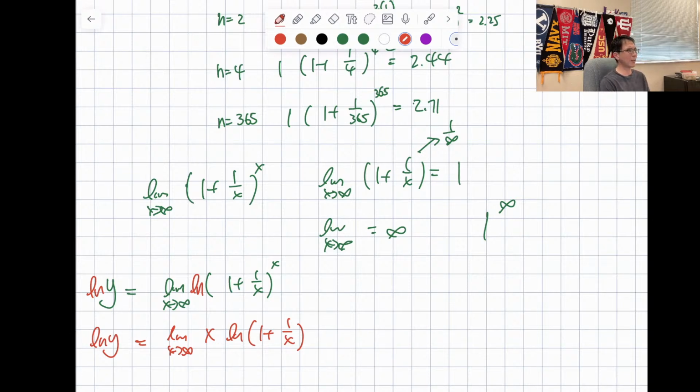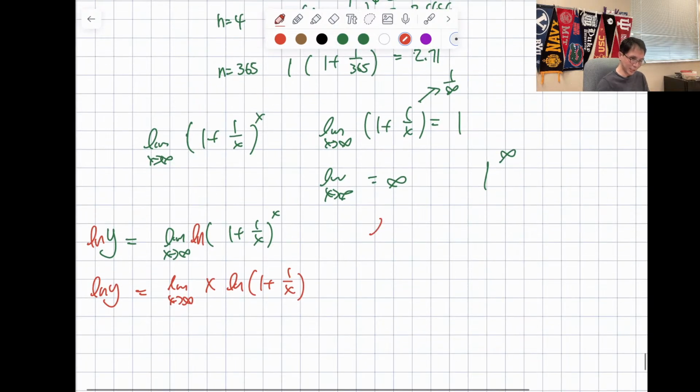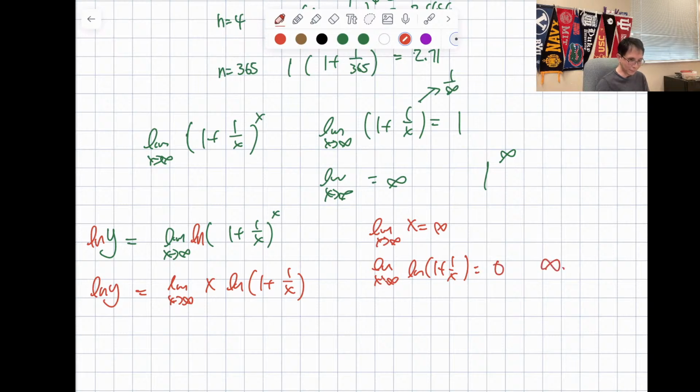Then you say, wait. In this case, the limit as x approaches infinity of x is infinity, and the limit as x approaches infinity of natural log of 1 plus 1 over x is going to be 0. Wait, this is an infinity times 0 case. That's still indeterminate, but this is not an indeterminate form I want. So I must do some manipulation.